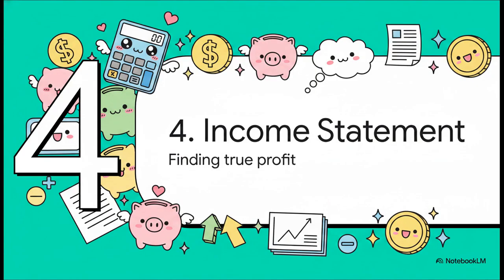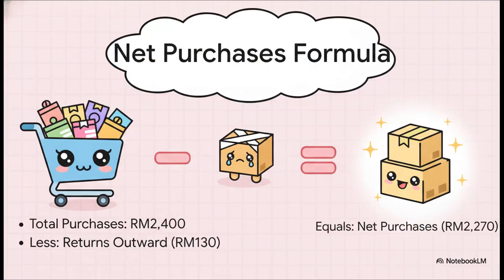Section 4. It's time to build the income statement and finally find out our true profit. Now that all our detailed calculations are locked and loaded, let's start plugging them in. The top half of this statement figures out our cost of goods sold. First things first, we gotta clean up our buying costs. We pull our total purchases of RM2,400 straight from the trial balance.